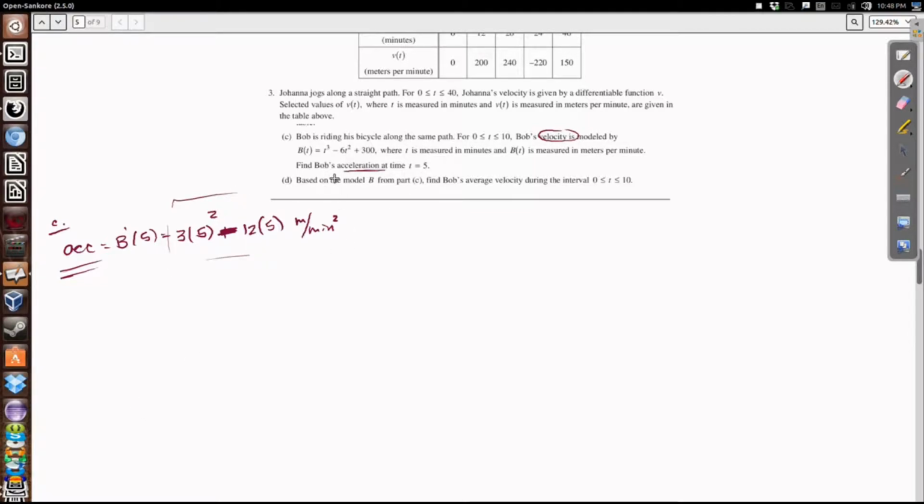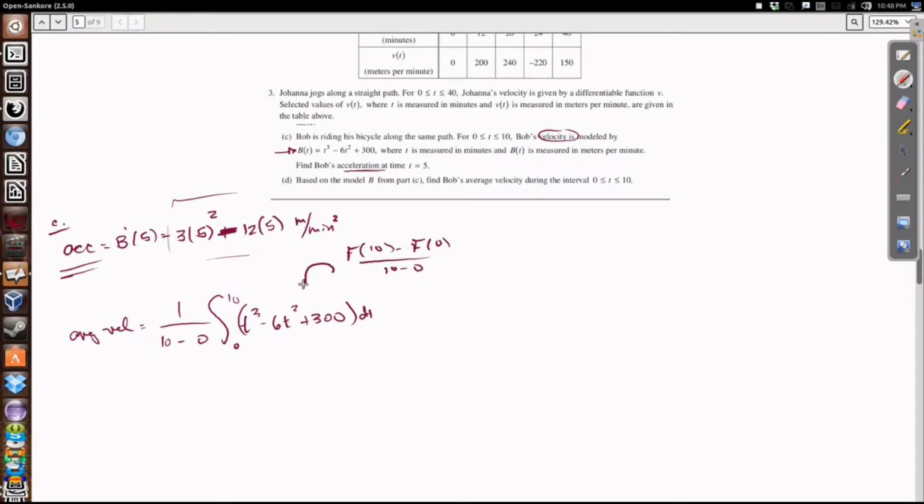And then we've got part D, which says, based on the model from part C, find Bob's average velocity during the interval from 0 to 10. Well, remember that this is a velocity function, so if I want to find the average velocity, I'm going to have to use 1 over b minus a times the integral from a to b of our function. This is t cubed minus 6t squared plus 300. This is our average value of a function formula. It's really our fundamental theorem of calculus, because this is really the antiderivative at 10 minus the antiderivative at 0, over 10 minus 0. That's really what we're calculating here.